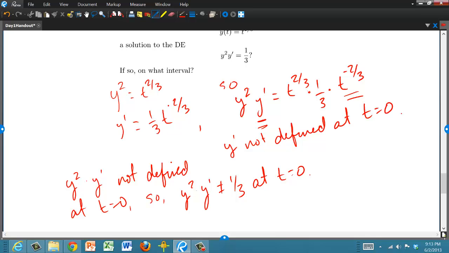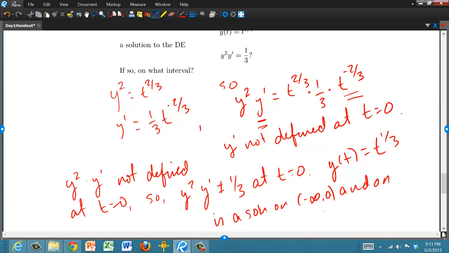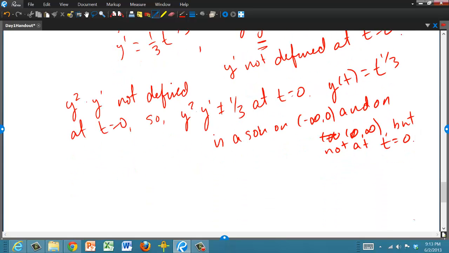So what we would usually say here is y of t equals t to the 1/3 is a solution on negative infinity to 0 and on 0 to infinity, but it's not a solution at time 0. All right, and that's it.